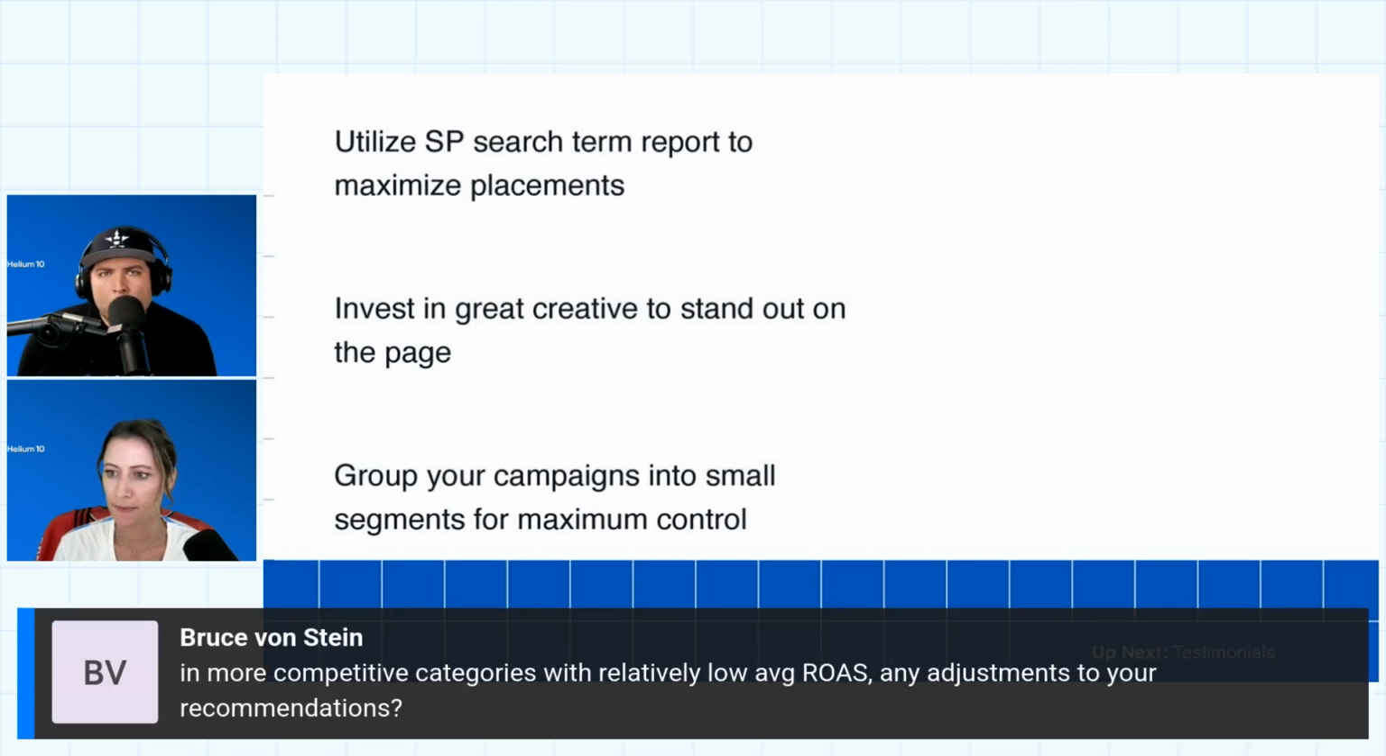Bruce says, in more competitive categories with relatively low average ROAS, any adjustments to your recommendations? So is your ROAS low because of your conversion rate, which is an indicator of competitiveness, or because of your CPC? That's the first thing I'm going to identify. If it's low because of my conversion rate, I need to expand my keyword research, create better images, and figure out my competitive advantage. If my ROAS is low because my CPCs are high, I need to adjust my bid management, adjust my placements, and also figure out if you can improve your conversion rate so you can afford those high CPCs.